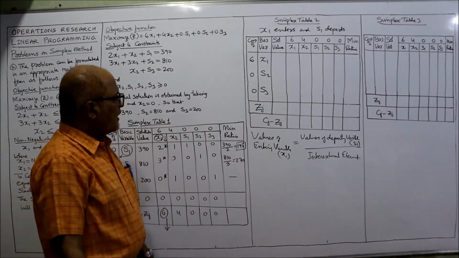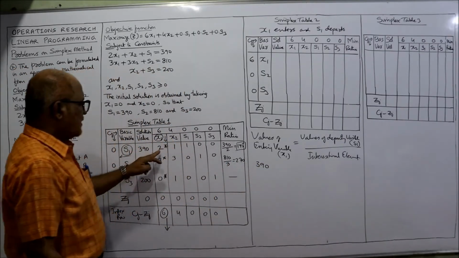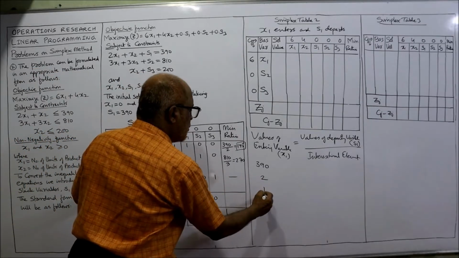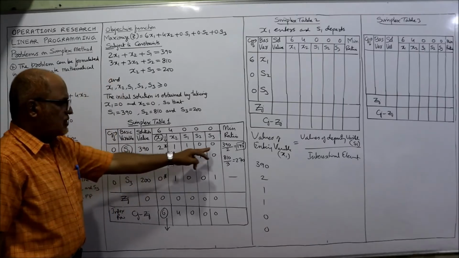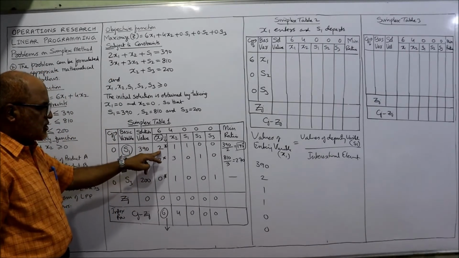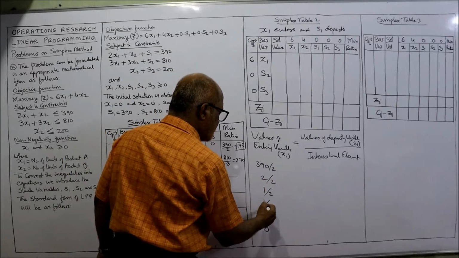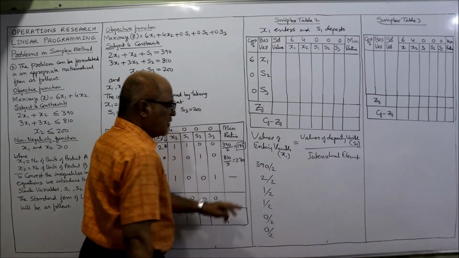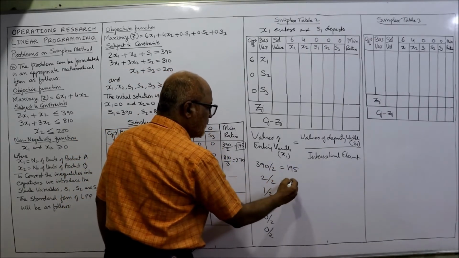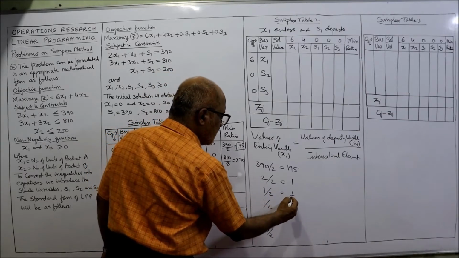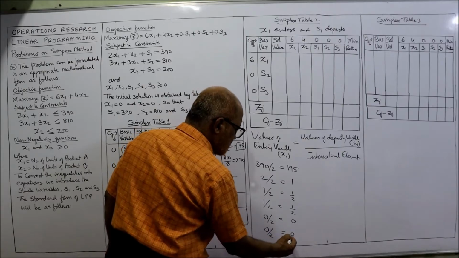So we have to divide. What are the values of the departing variable? 390, then 2, 1, 1, 0, 0. These are the values of the departing variable, divided by the intersectional element, which is 2. So 390 divided by 2 comes to 195. 2 divided by 2, 1. 1 divided by 2, 1 by 2. 1 divided by 2, 1 by 2. 0 by 2 is 0 and 0.